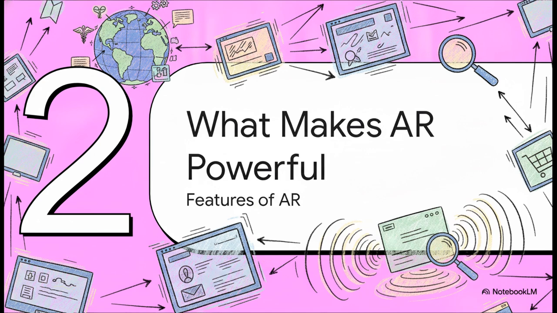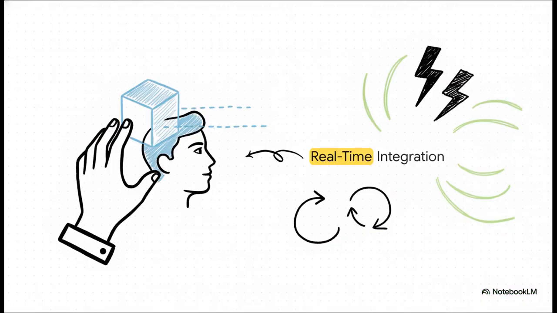Moving on to Section 2, what makes AR powerful? Let's look at the core features driving this tech. The first major game changer here is real-time integration. Look, for AR to actually be convincing and useful, there can't be any lag. It's got to instantly overlay those virtual elements onto your environment. This real-time processing is literally what tricks our brains into accepting a digital object as part of our physical space. It's what allows for that natural, seamless interaction with both worlds simultaneously.